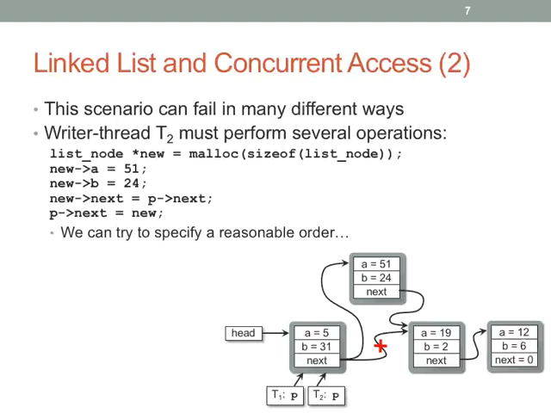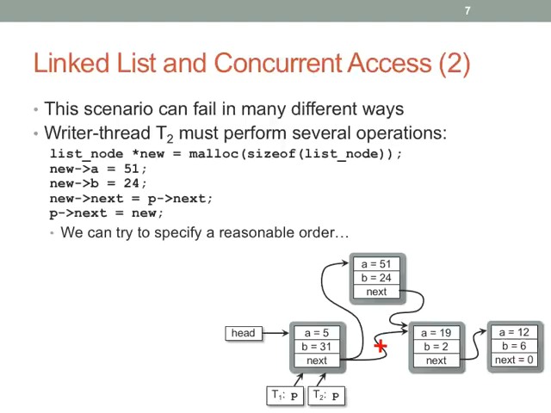And we can try to do this in a way, you can see that the order that I have is probably the most reasonable order, right? So P arrow next doesn't actually change until we're all hooked up and ready to go. You can imagine if we had some other order where P arrow next gets moved up ahead of some of these other operations, somebody might see an uninitialized node.